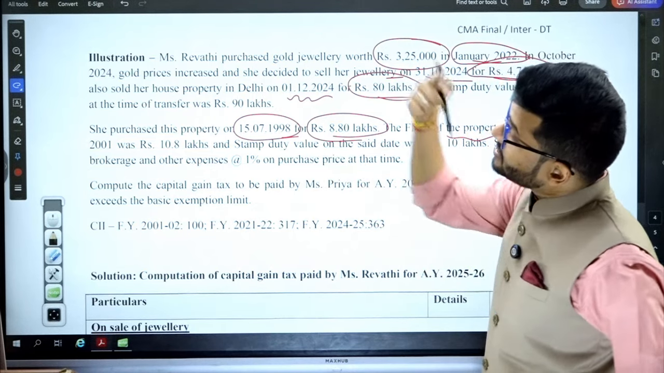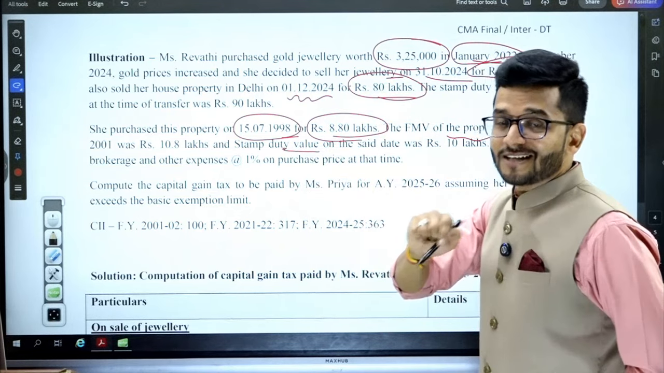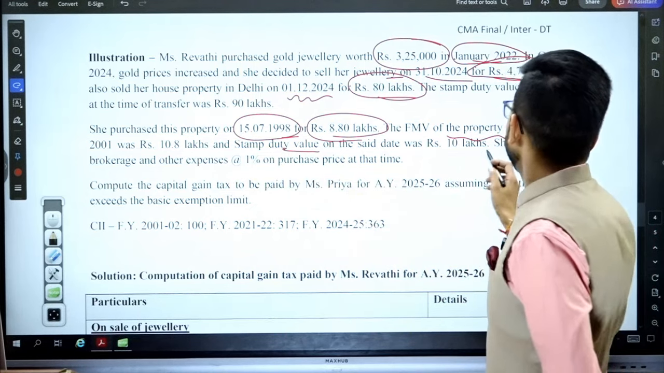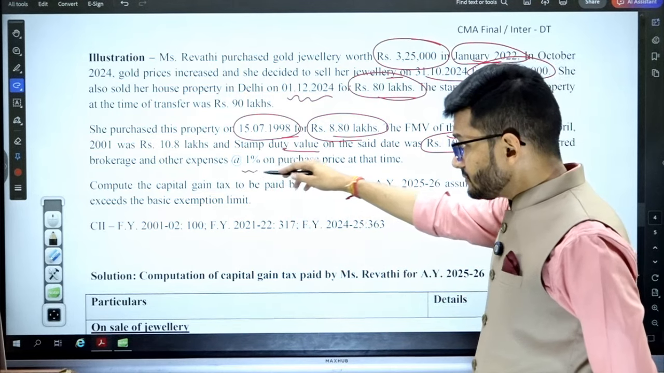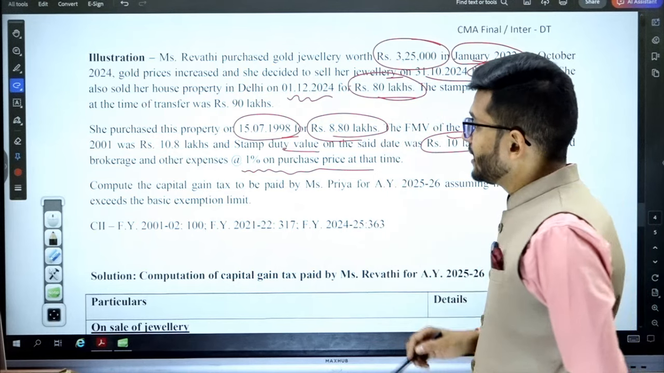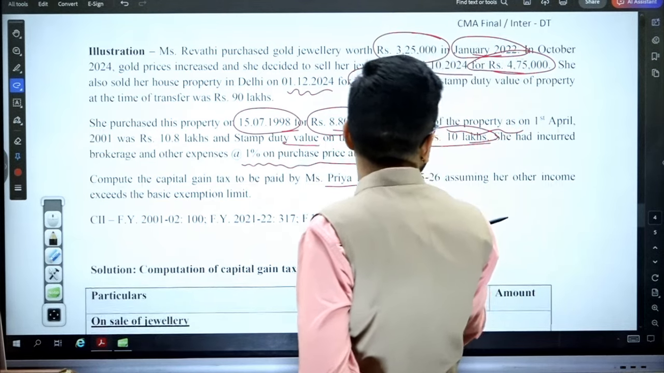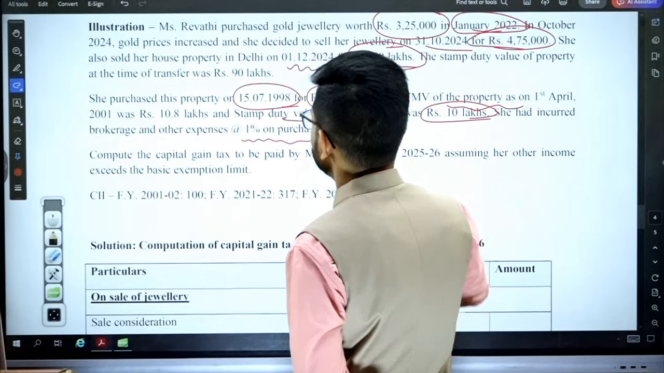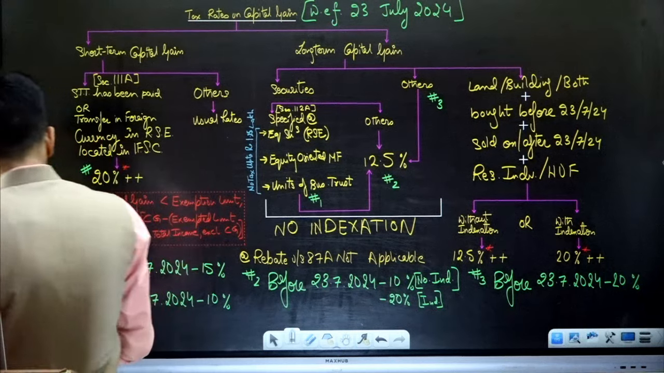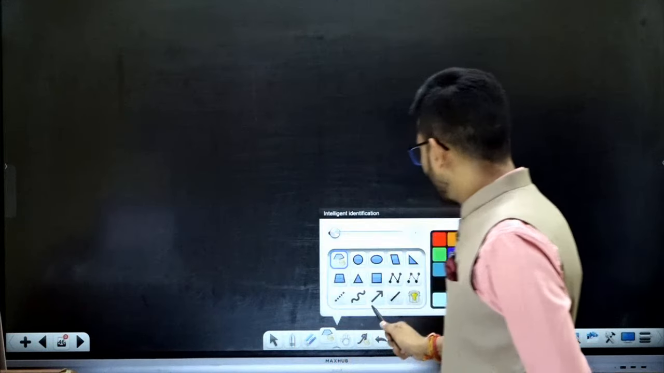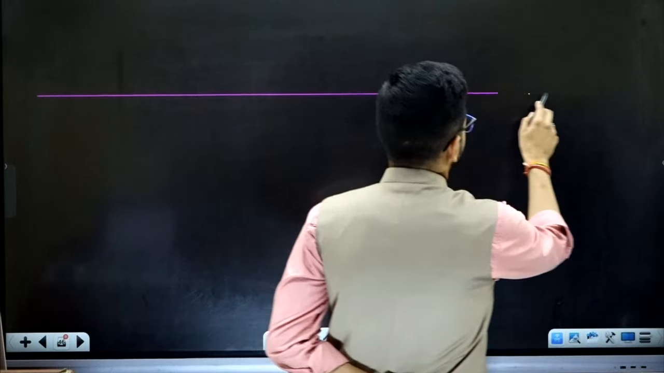The FMV of the property as on 1st April 2001 was 10,80,000, and the stamp duty value has also been provided for 1st April 2001, which is given as 10 lakh rupees. She had incurred brokerage and other expenses, 1% of the purchase price at that time. Compute the capital gain tax to be paid by Ms. Revati for assessment year 2025-26, assuming her other income exceeds the basic exemption limit. So you have to compute the capital gain tax. Now, of course, whenever I see a lot of dates, one thing that we definitely need to make is a line chart.